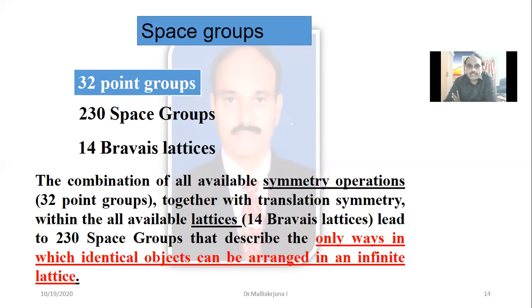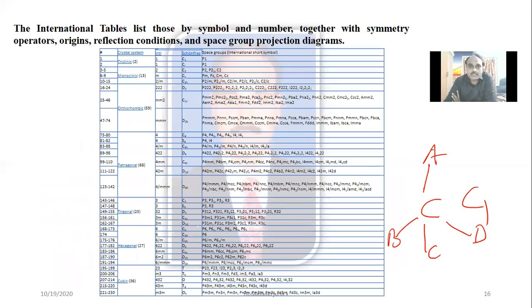That is what is given in the chart. That is, the international table lists those by symbols and numbers. Say, for example, here a crystal system is there. There is triclinic, and in the international system, it can be written as 1. And in Schoenflies, you know that if there is a C1 axis of symmetry, it belongs to the C1 point group, then it is written as C1. But in space group with the crystal system, it is named as P1.